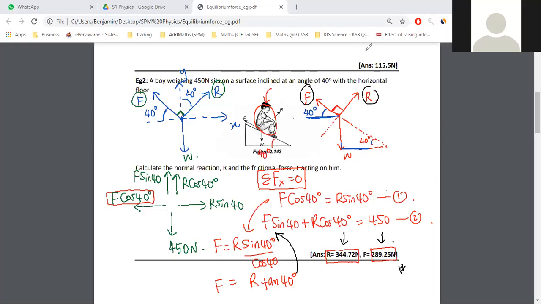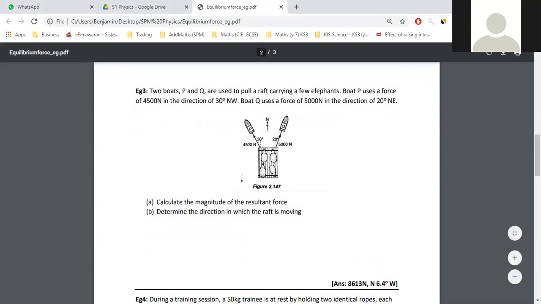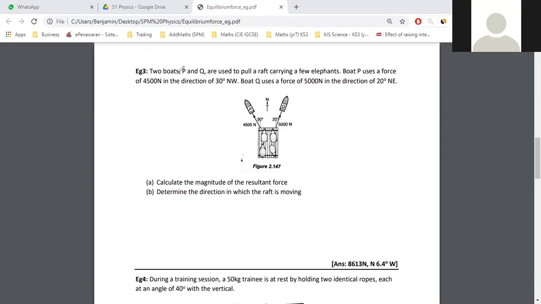Next question. Example 3. Two boats P and Q are used to pull a raft carrying a few elephants. Boat P uses a force of 4500 in the direction of northwest, and boat Q uses a force of 5000 in the direction of northeast. Calculate the magnitude of the resultant force.